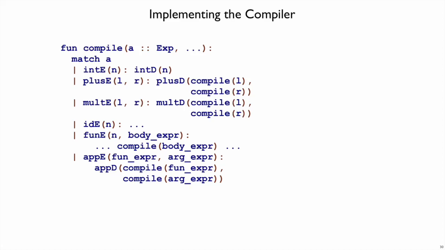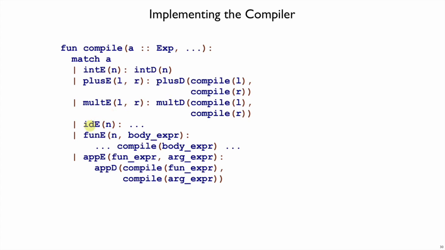Here's a start at implementing our compile function. We take an exp and we're supposed to produce an xd. So in the int d case, we just produce an int d, and it's similarly straightforward for plus and multiply, where we recur with compile to compile sub-expressions and build up plus d and multi d instead.